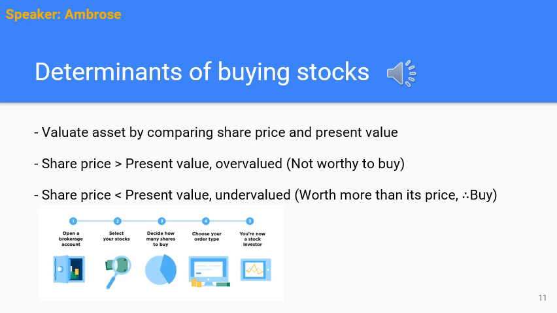When the share price is larger than the present value, this is overvalued, which means it is not worthy to buy right now. But if the share price is smaller than the present value, this is called undervalued, which means the stock is actually worth a lot more than what it costs. So in this case, we will buy the stocks.